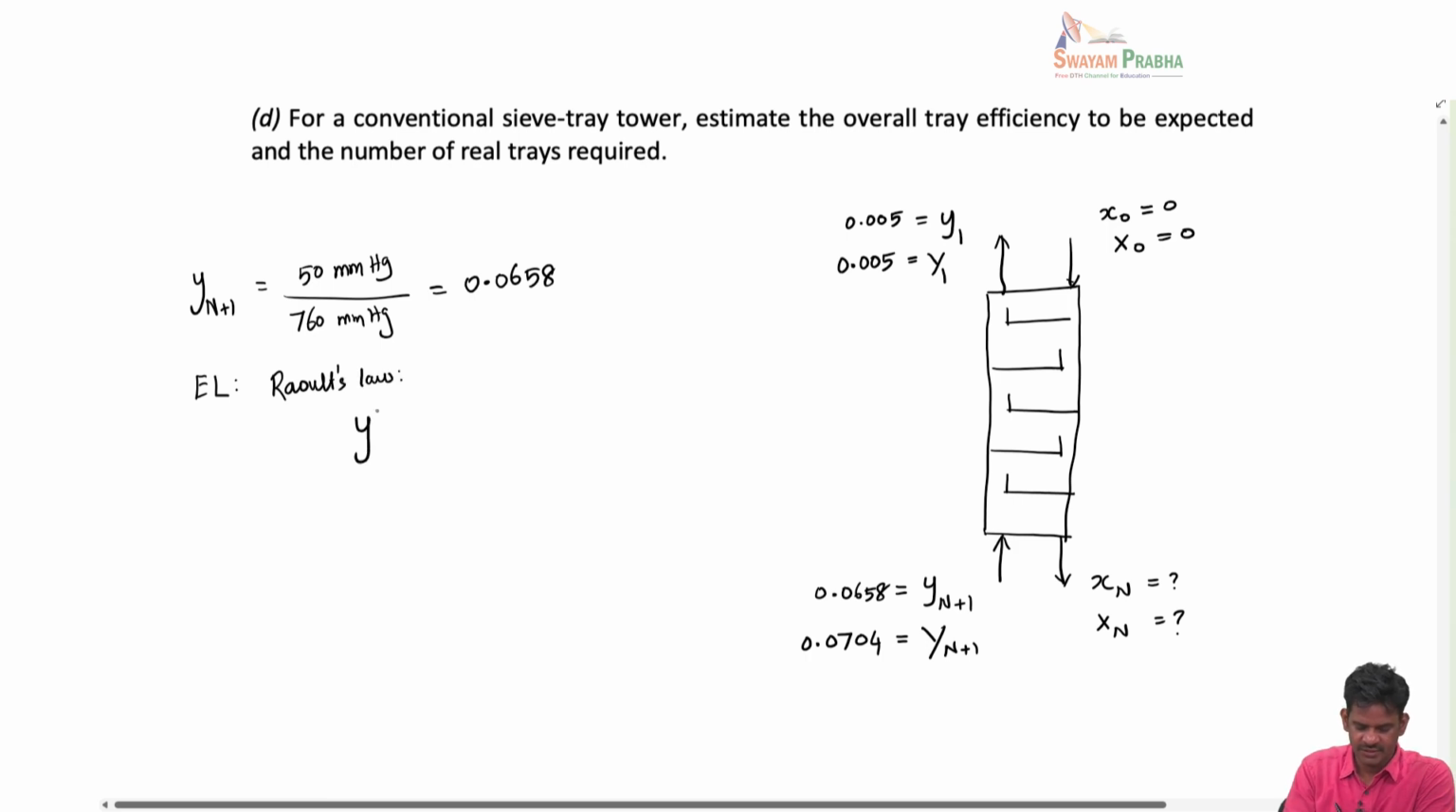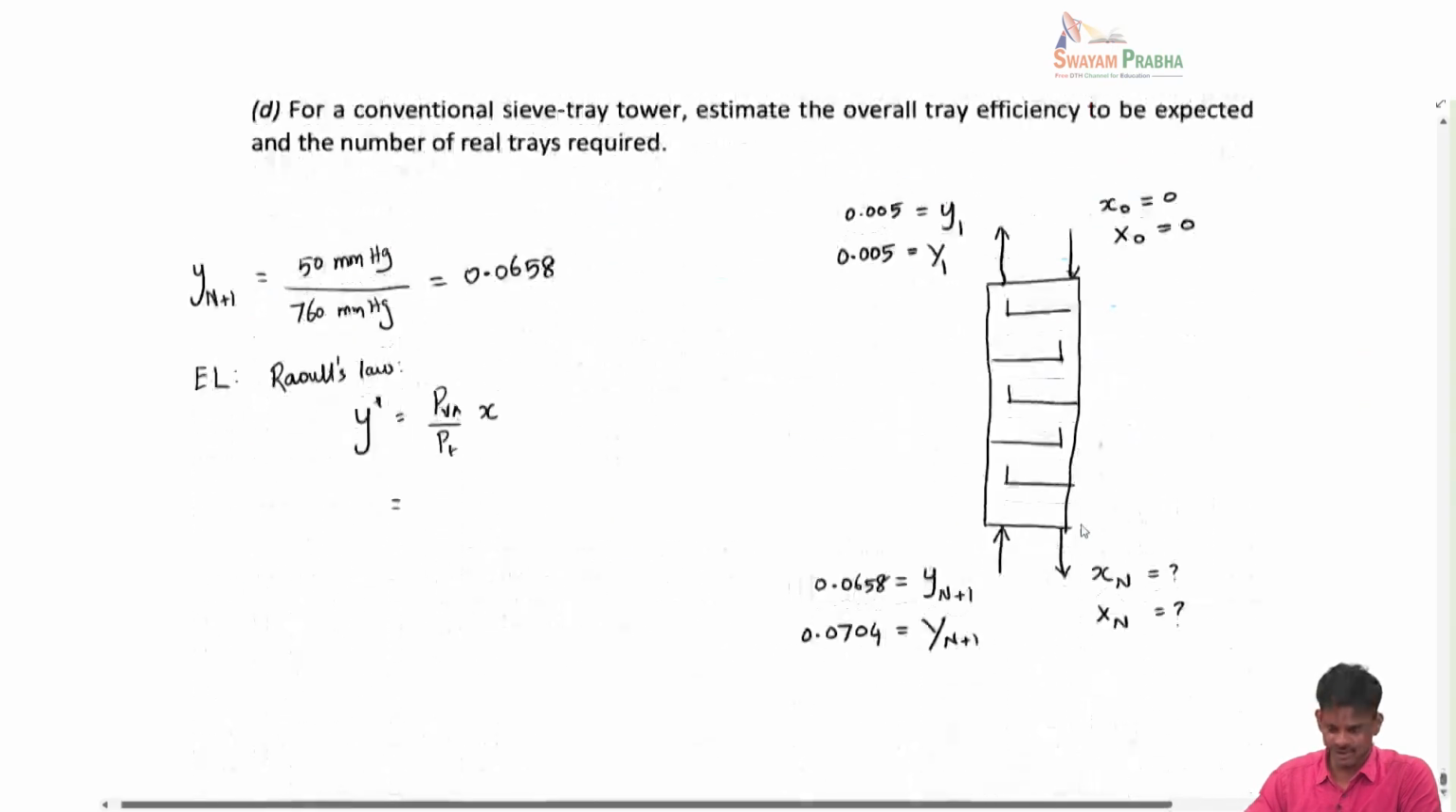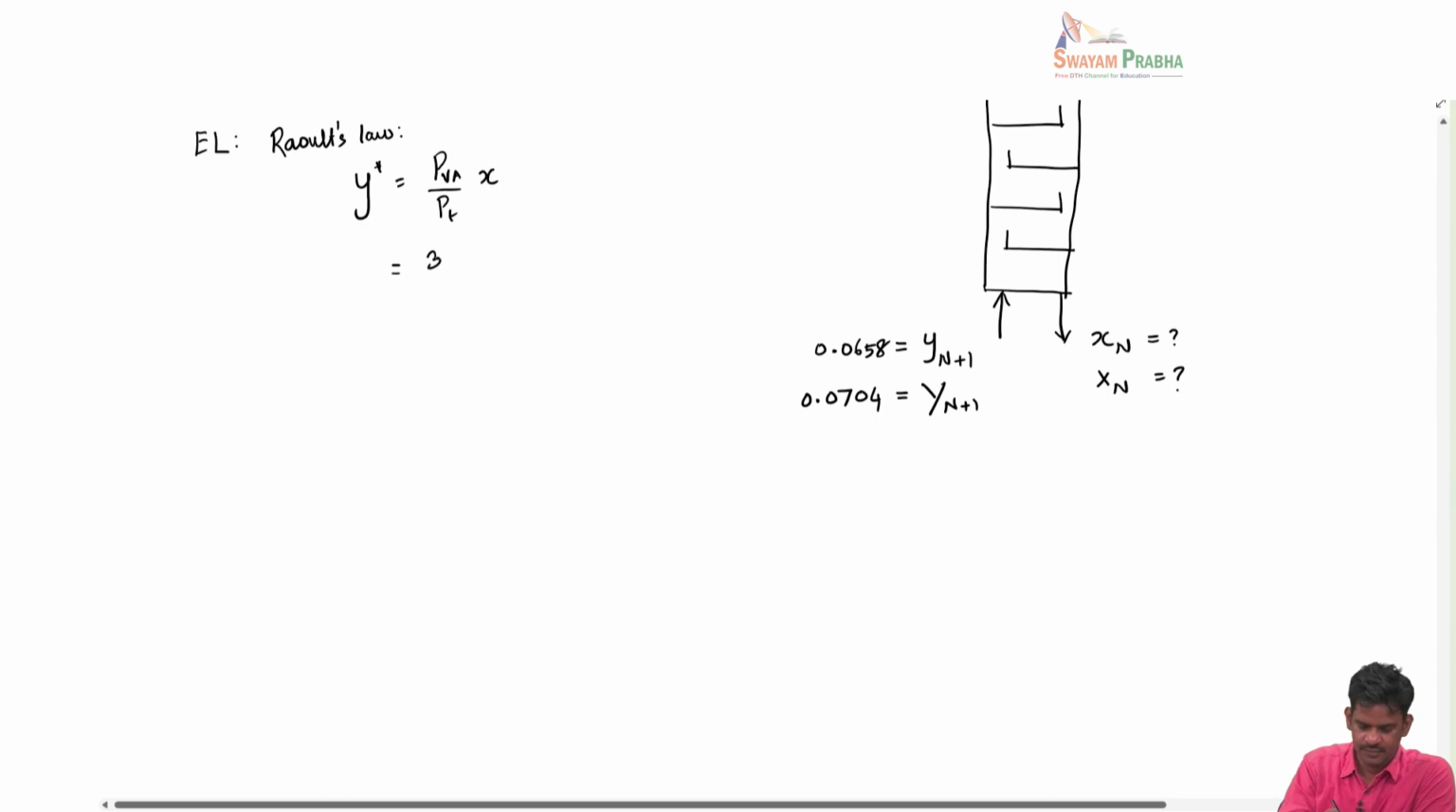So we can write this y star is equal to the vapor pressure of A by the total pressure times the mole fraction. And what is the vapor pressure? Vapor pressure at 24 degrees Celsius is 346 mmHg. 346 by 760 times x. So this comes out to be something like 0.455x. So this is the equation of the equilibrium line, straight line.